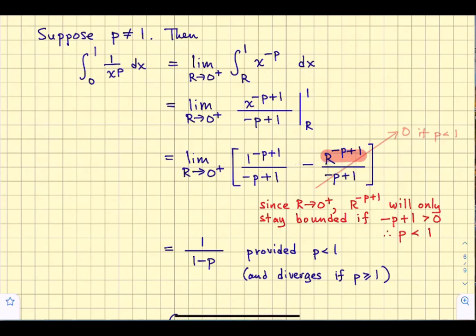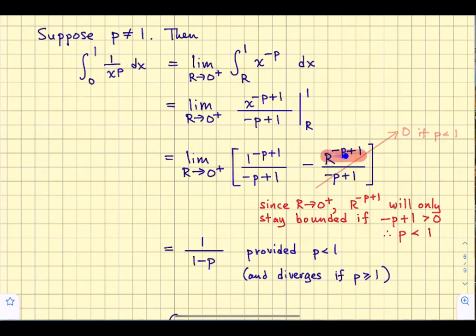So here's where we have to concentrate on our analysis because we need to see when this limit is finite versus infinite. When it's infinite, the improper integral diverges. When it's finite, the improper integral converges. Now this time r is going to 0 from the right, and last time r was going to infinity, so that's going to change our analysis.